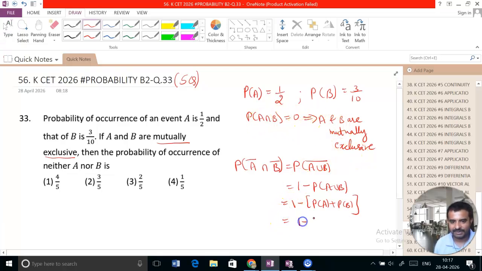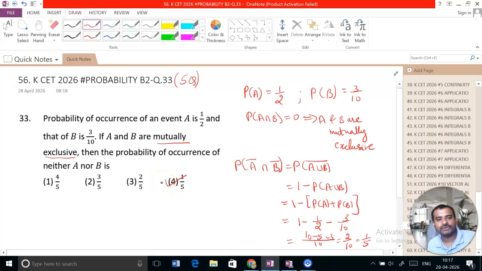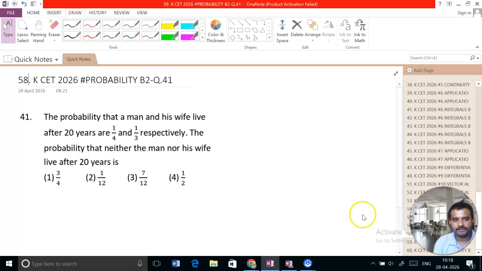So this implies 1 minus, what is probability of A? It is 1 by 2, minus, what is probability of B? It is 3 by 10. If you take 10 as the LCM, it becomes 10 minus 5 minus 3, which is 2 by 10, and that becomes 1 by 5. So option 4 is the right answer for question number 33. Very simple, right? You should know that if two events are mutually exclusive, then their intersection becomes 0. And the formula for neither A nor B is probability of A bar intersection B bar equal to probability of A union B whole bar. That's all. Let's move on to the second question of probability.